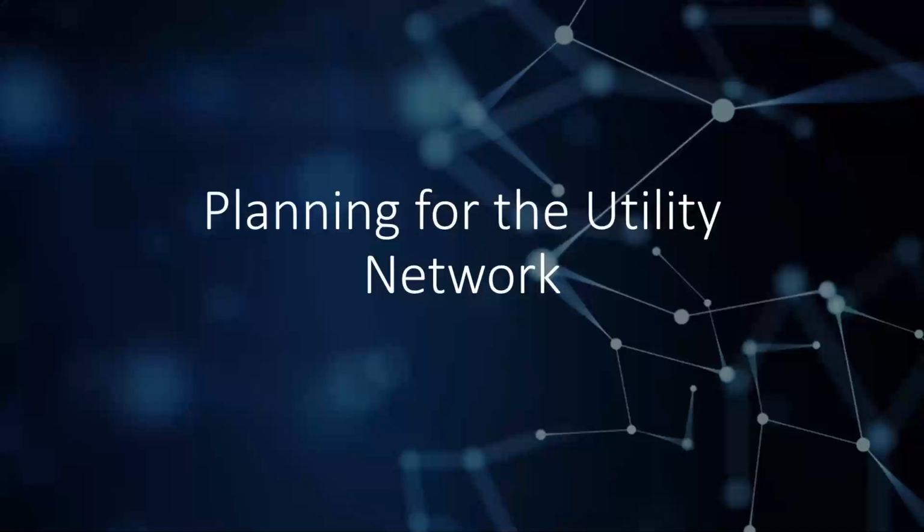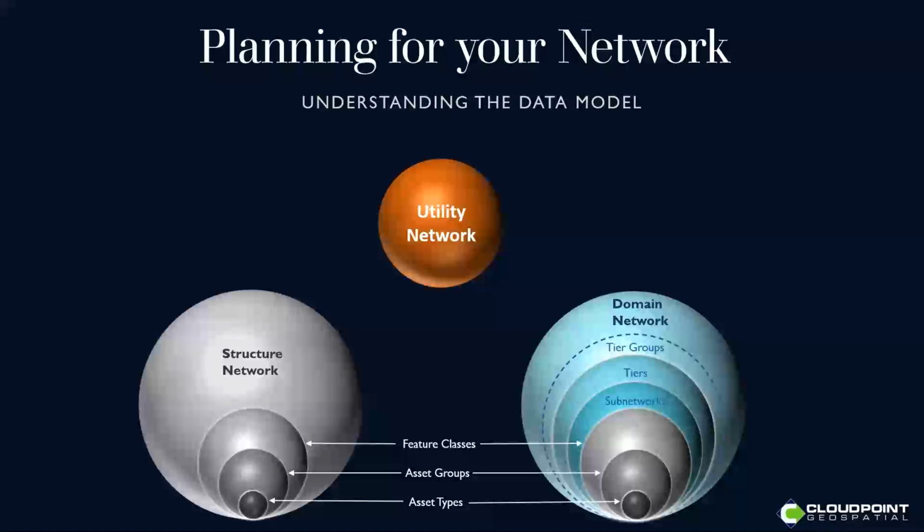So now we're ready to talk about planning your utility network. The first step in planning is understanding the data model so you can determine how your existing data will fit. The utility network consists of a domain network, a structure network, and geodatabase objects or non-spatial objects. The structure network models structural features that are associated with the domain network. Structures are containers. Resources don't flow through them.